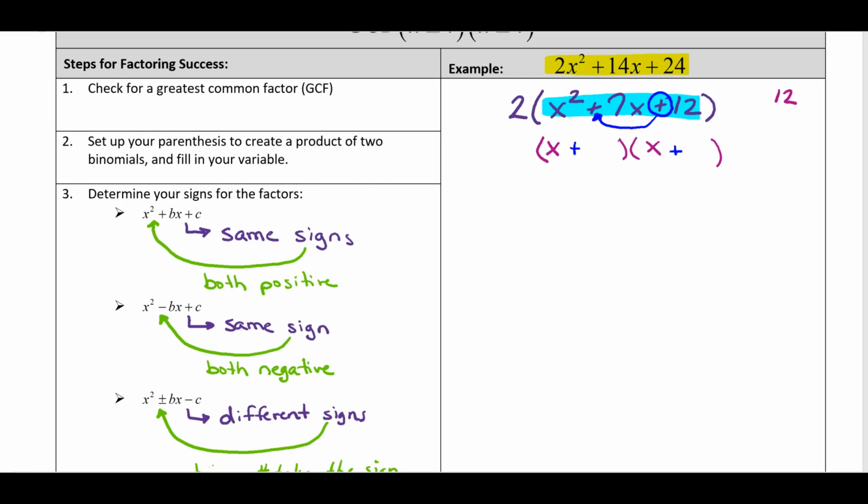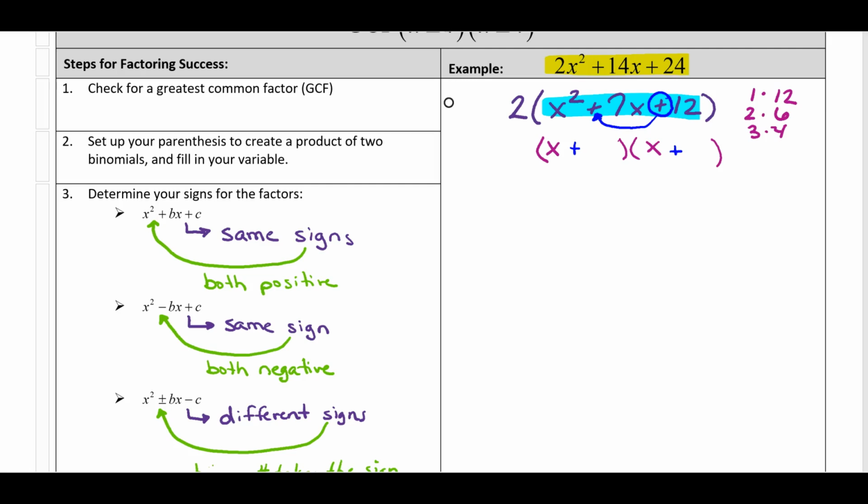So all my factors of 12 are 1 times 12, 2 times 6, and 3 times 4. So what we're going to do is we need to figure out, because we're multiplying these two numbers to get 12, which of these factors is going to multiply to get 12 but add up to 7. So we're just going to start at the beginning, and I recommend using pencil for this, especially because you're going to be doing a lot of erasing.